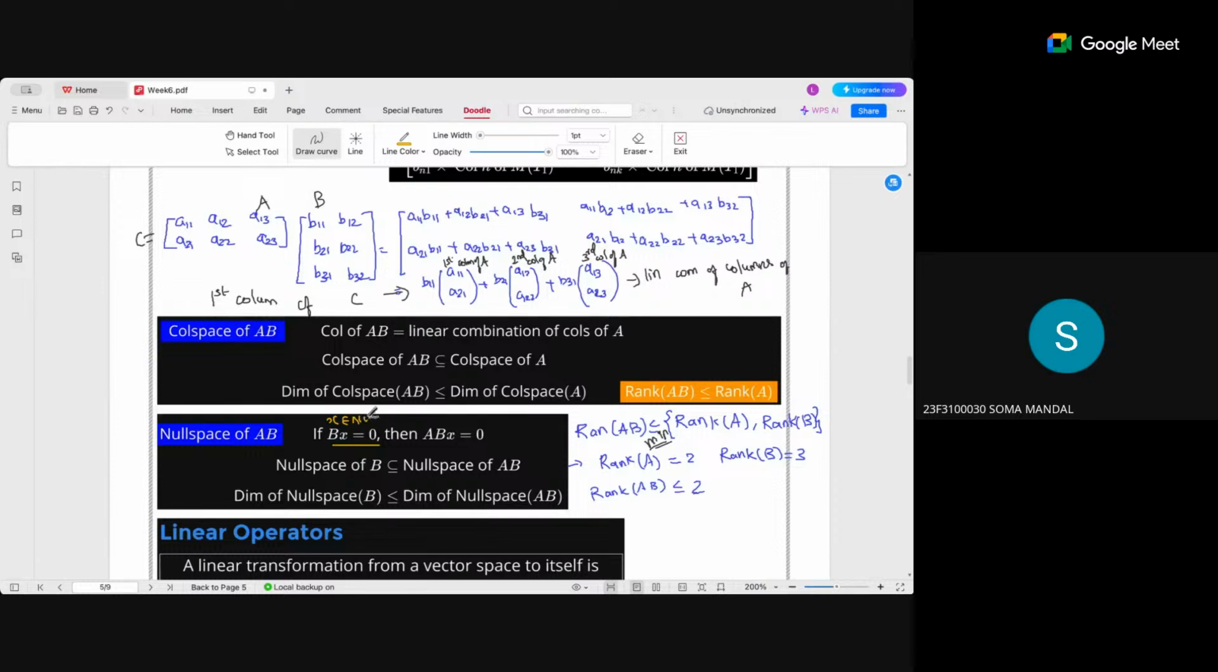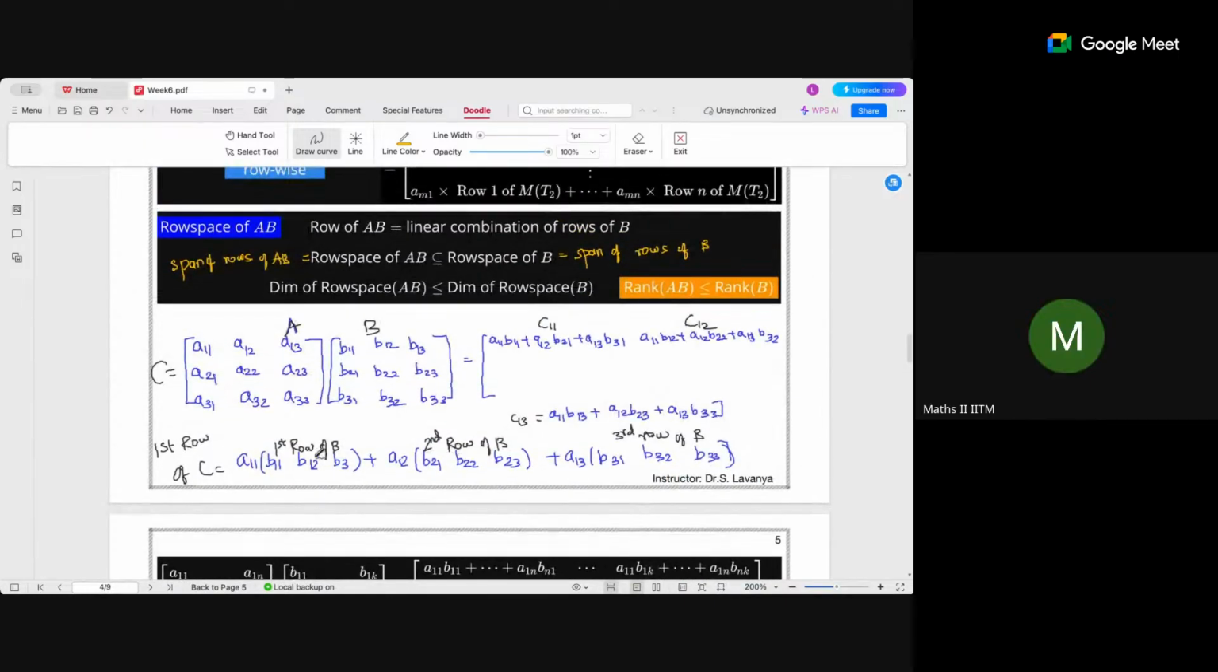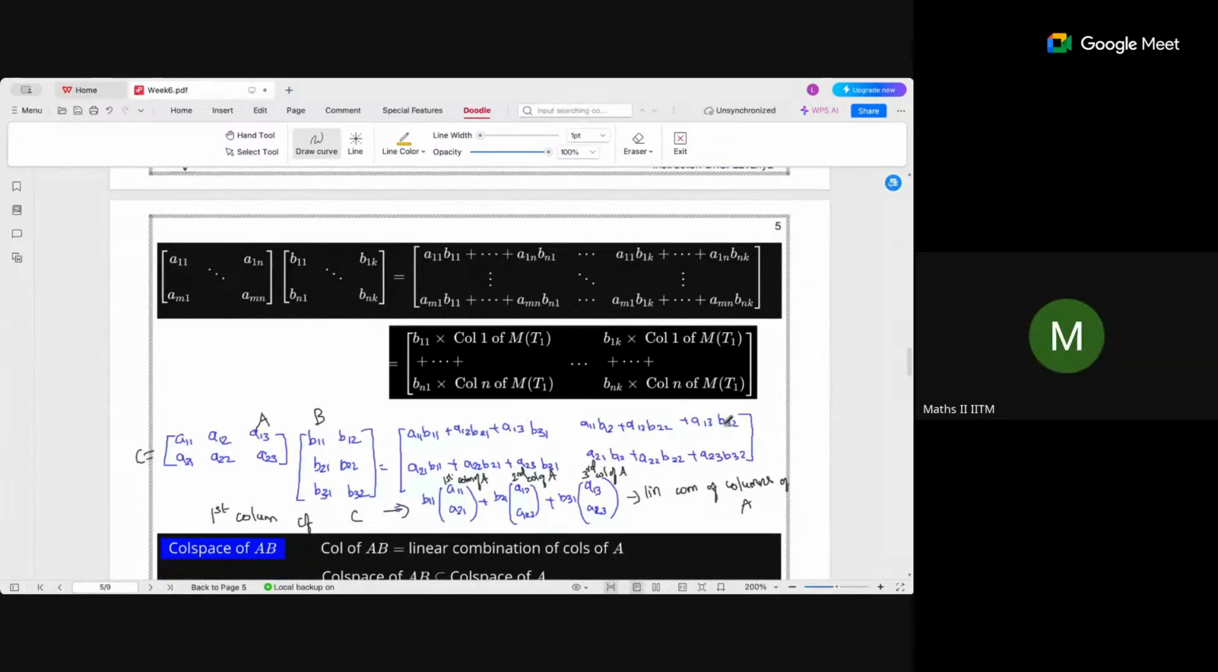Ma'am, can we write the above column space matrix as row space? Can you write the formula, as you take B11 into A11 column wise, if we write it row wise, how can we write that? Yeah, okay, it's not a big deal.